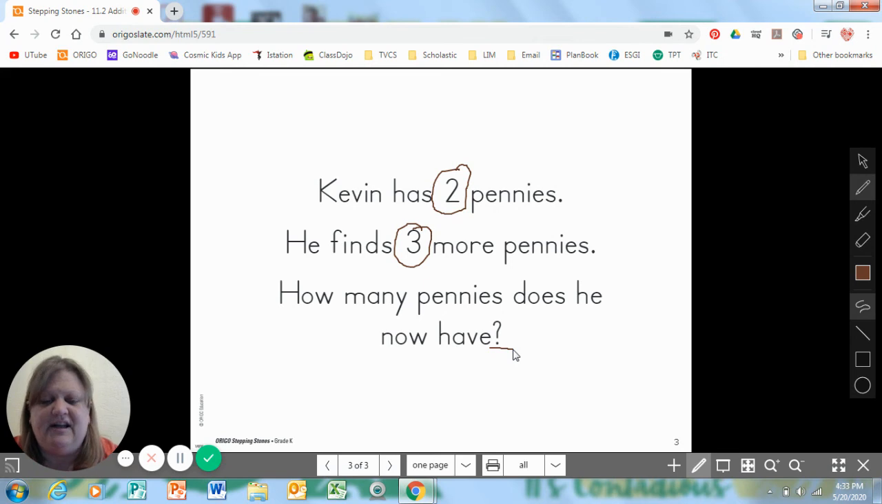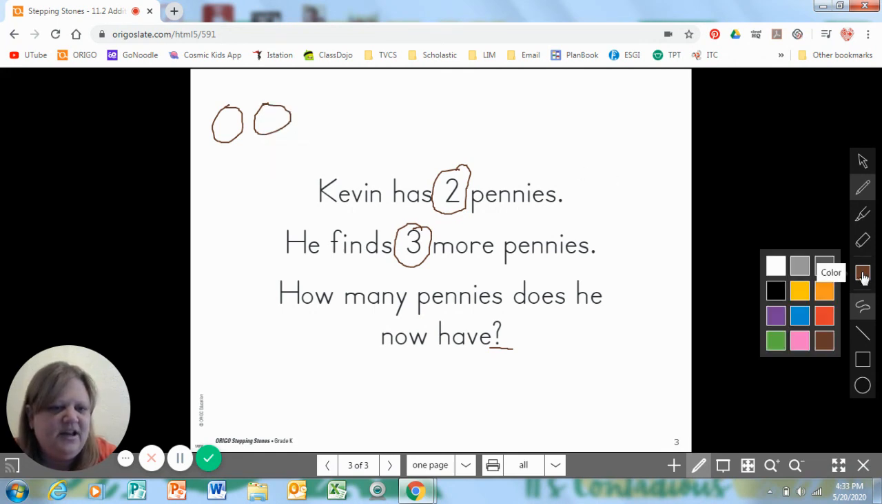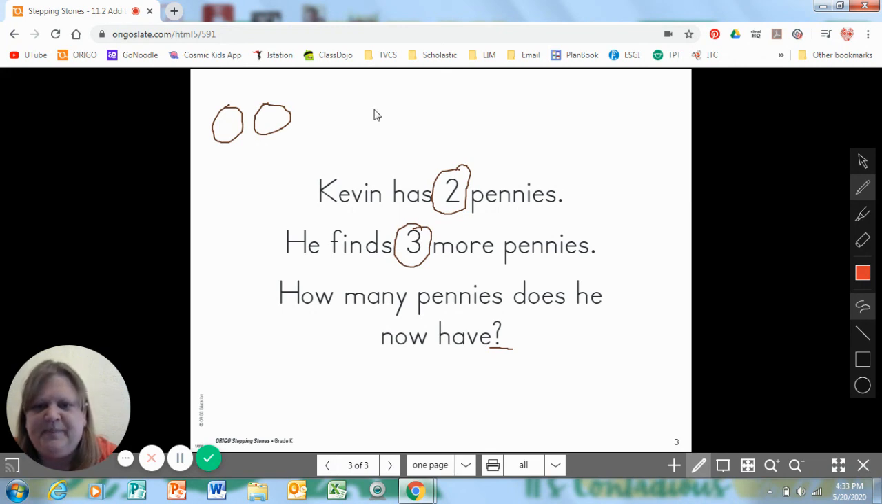Well, I'm going to draw it to figure out this answer. So I am going to draw, I'm just going to draw my own circles. How's that? So 1 penny, 2 pennies. Oh, there's my 2 pennies. Those pennies are brown. Here's the 3 pennies that he finds. 1, 2, 3. So now, how many pennies does he have? Okay, let's count. 1, 2, 3, 4, 5. He has 5 pennies. That means he has 5 cents. Wow, that's like a nickel.